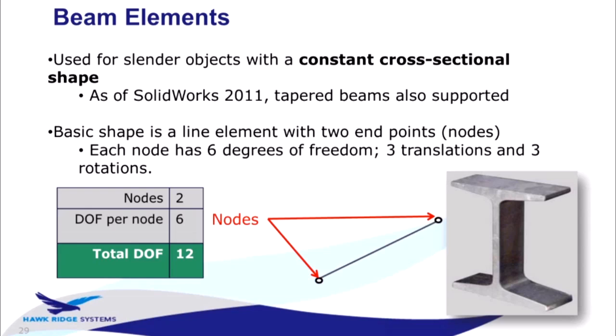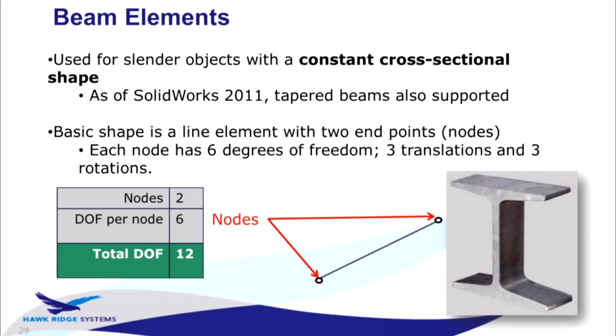The last type to talk about here is beam mesh. That's used for slender objects with a constant cross-sectional shape. It assumes the same cross-sectional stiffness as the real 3D shape, but it's represented as a line element, a single line with a node at each end with translational and rotational degrees of freedom. So only 12 degrees of freedom.